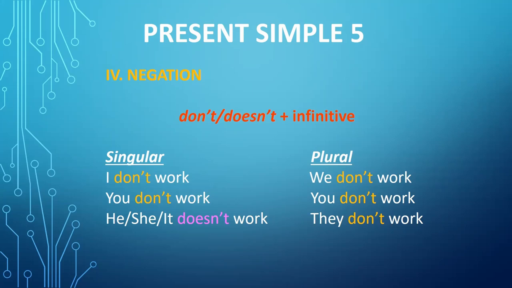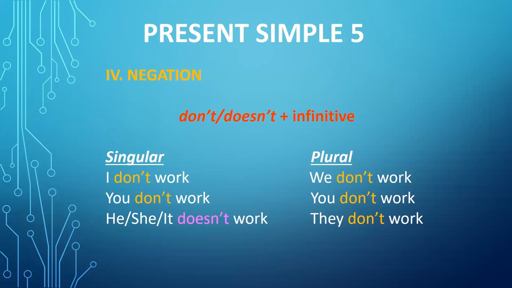So with do and does, we make the negative forms. For example, I don't work, you don't work, he, she, it doesn't work. Again, here we have this S. It's only for he, she, it. And then we don't work, you don't work, they don't work. So after don't and doesn't, we put the verb in its infinitive form without to, in its pure form.